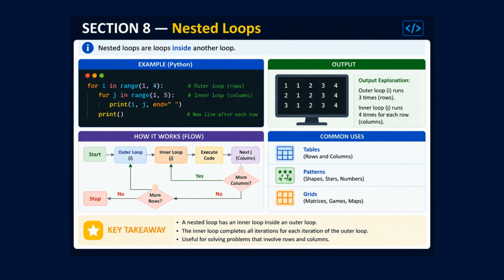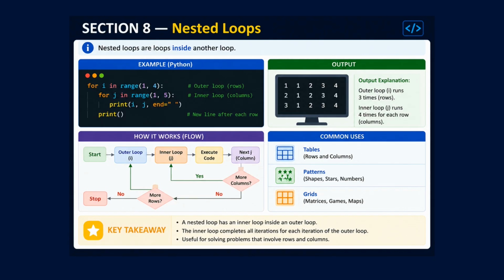The outer loop runs from 1 to 3. For each outer loop iteration, the inner loop runs from 1 to 4. That means the inner loop repeats completely every time the outer loop moves to the next row.